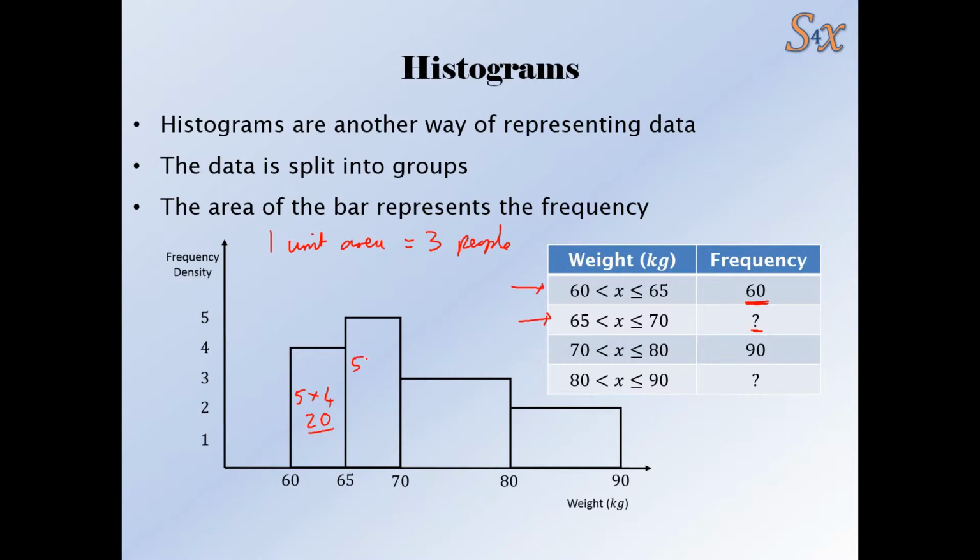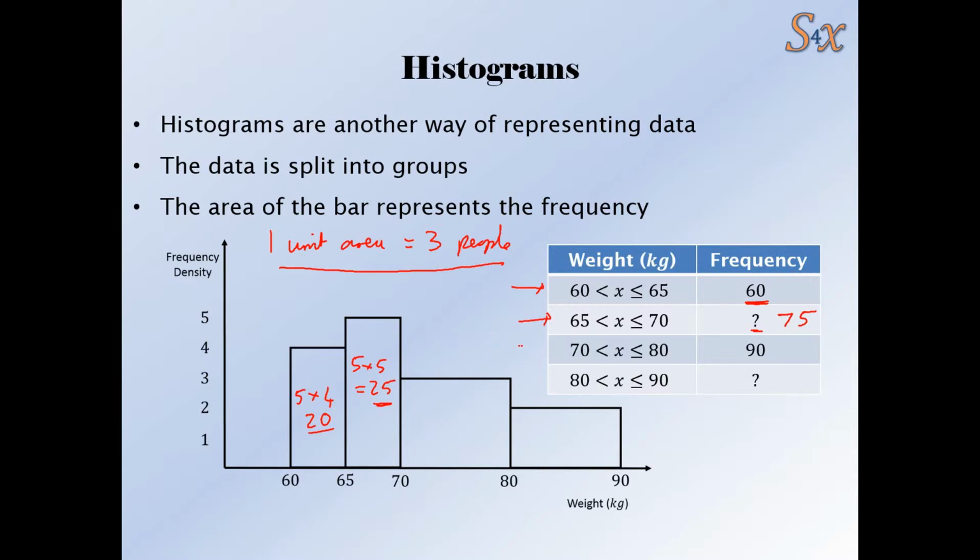It's got a width of 5 and a height of 5, which is 25. So I've got 25 units of area. But if I look at my conversion factor up here, I know that each unit of area is worth 3 people. If I've got 25 units of area, that must be 75 people. Okay, that'll be the second column.